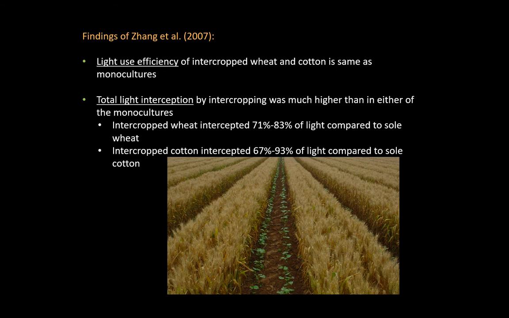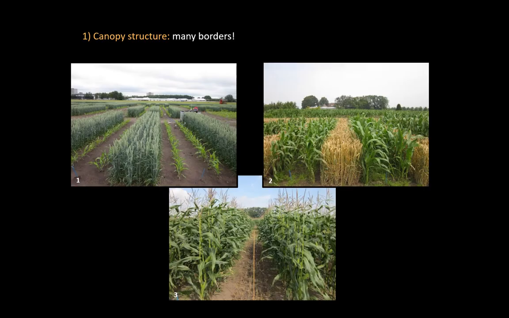Now, the big question is, why? Why does this system intercept so much more light than the monocultures? Well, one of the reasons is that typically in strip intercrops, there are many borders. So there are many places in the field where the two species can interact. They're adjacent to each other. And you can see this very clearly from the pictures on this slide.